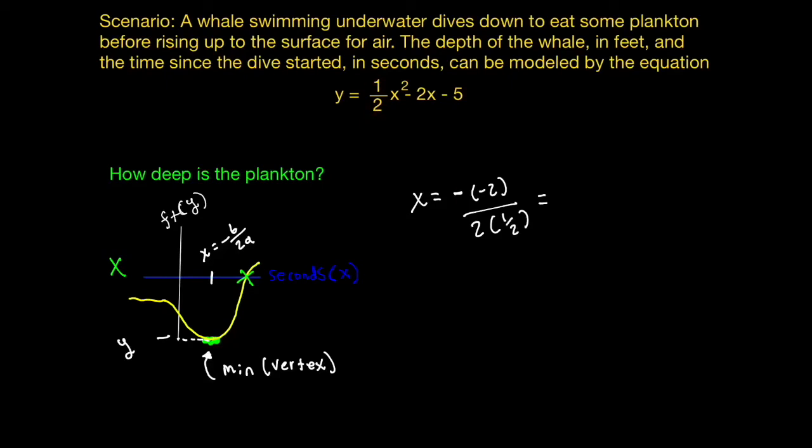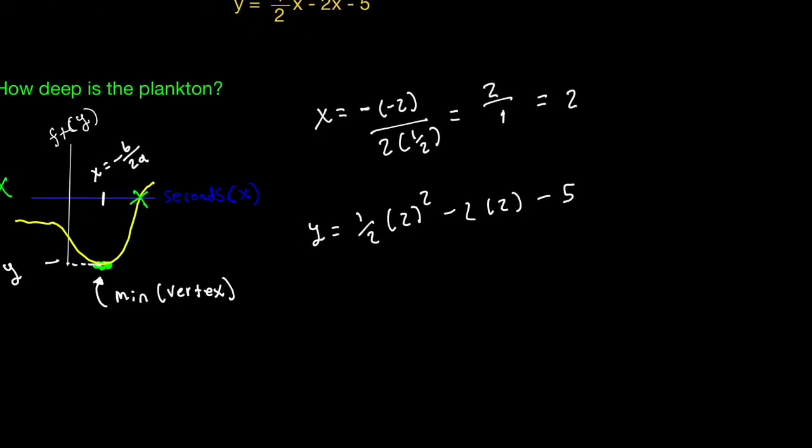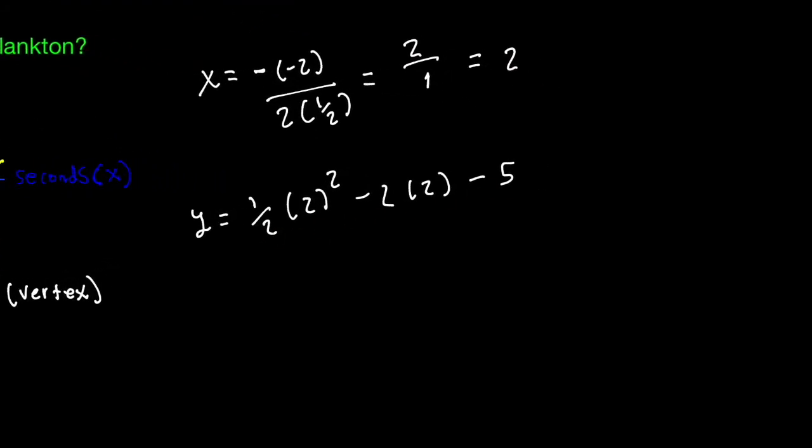So here we get negative, and then negative becomes positive 2. And then 2 times 1/2 is 1. So the x value is 2. Now we're going to substitute x for a 2. So here we get that y is going to equal 1/2 multiplied by 2 squared minus 2 times 2, and we're going to subtract 5. Again, everywhere I see an x, I'm going to replace it by a 2.